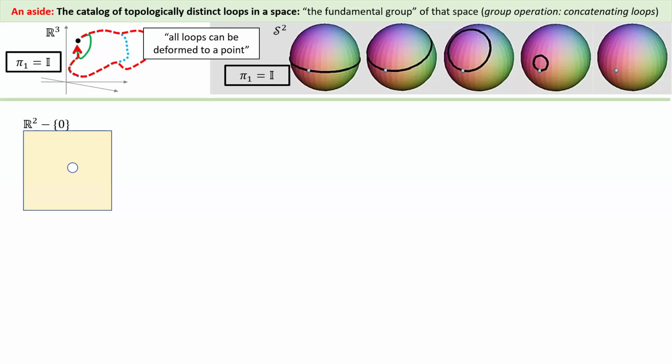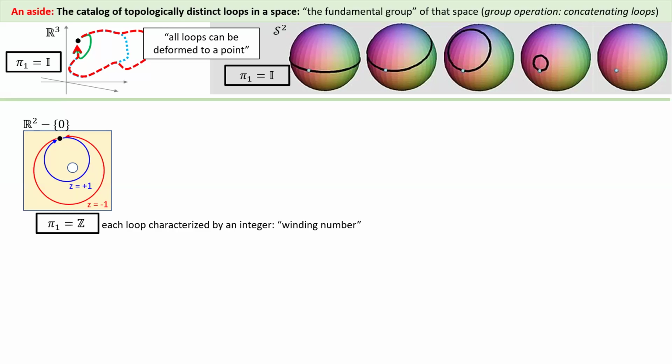Here's a space with a different fundamental group. It's a plane with a hole in it. What are the topologically distinct loops here? Well, there are loops like the blue one that go around this hole once in the clockwise direction, and there are loops like the red one that go around once in the counterclockwise direction. And any loop that goes around a certain signed integer number of times can be deformed into any other loop that goes around the same number of times. And so it's maybe not surprising that there's a one-to-one correspondence between classes of loops and the integers.